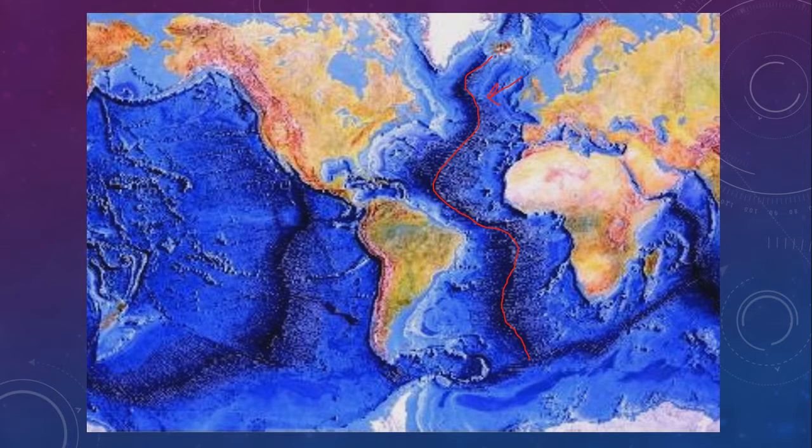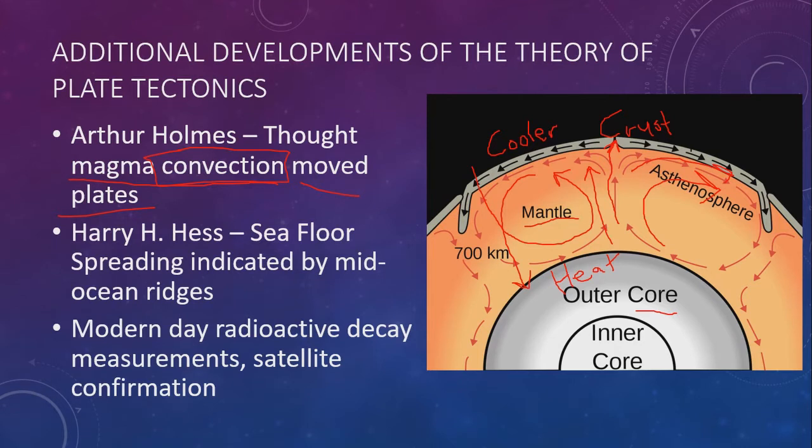So this mountain range in the middle of the ocean underwater would be where lava from underneath the earth is pushing up to the surface and forming new rocks right there at the bottom of the ocean. And he said this would be called seafloor spreading.